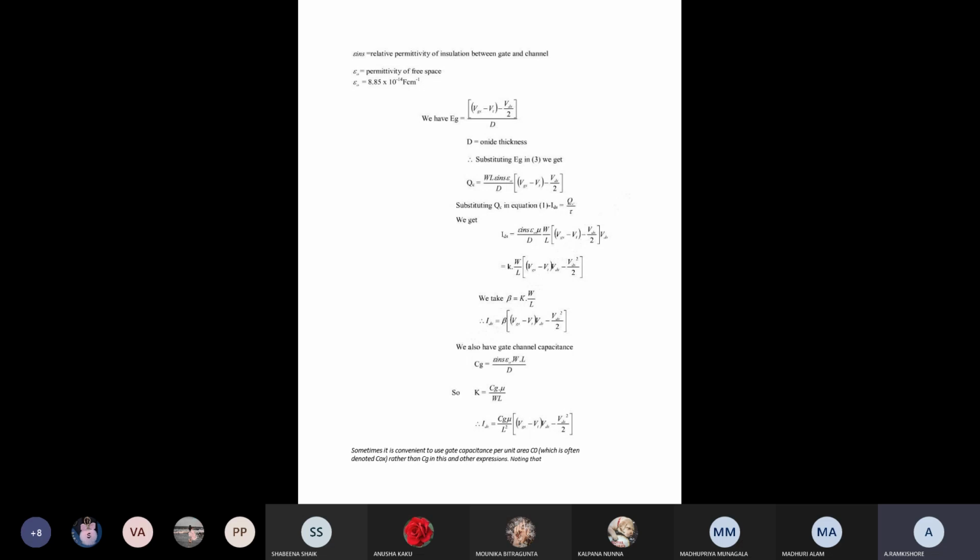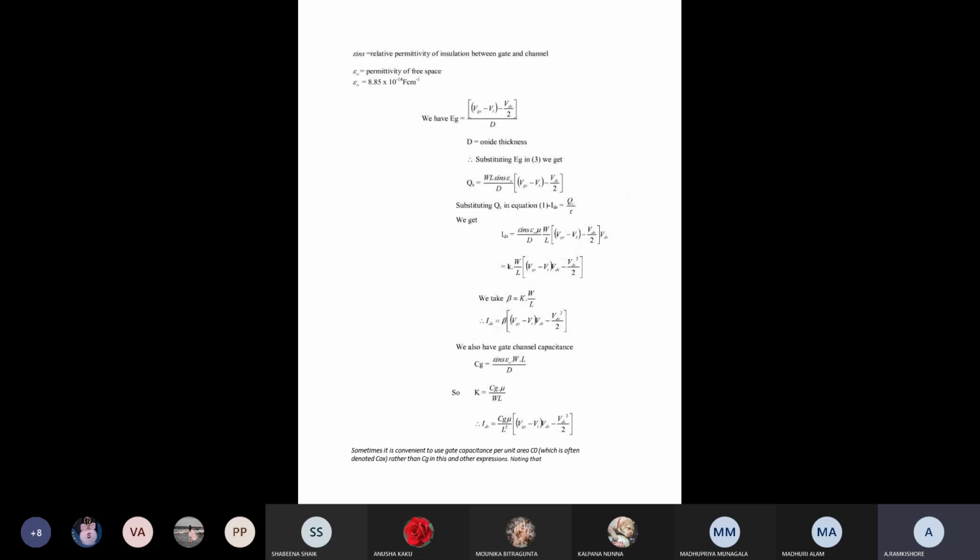If you consider the gate channel capacitance, the channel may have some capacitance values, so we also consider the gate capacitance in terms of CG equal to epsilon naught W by L divided by D. That means the gate capacitance depends on the permittivity values, the oxide thickness, and the width and length of the channel. Based on that, we get the gate capacitance value.